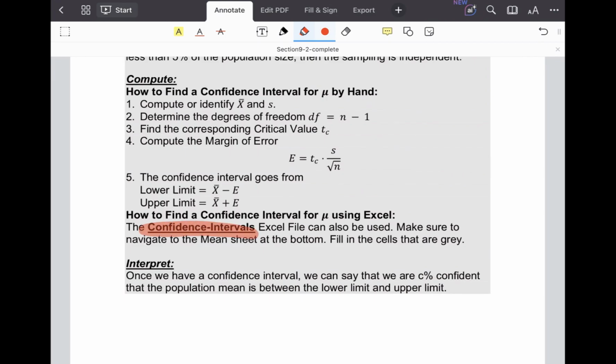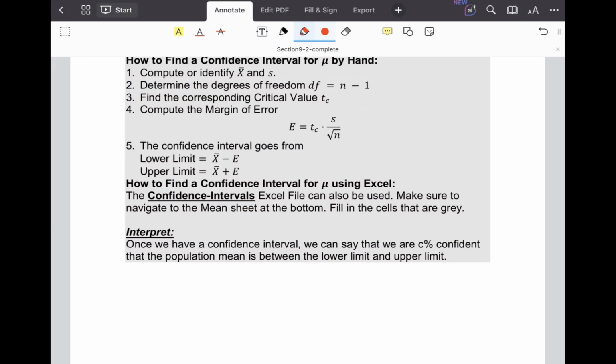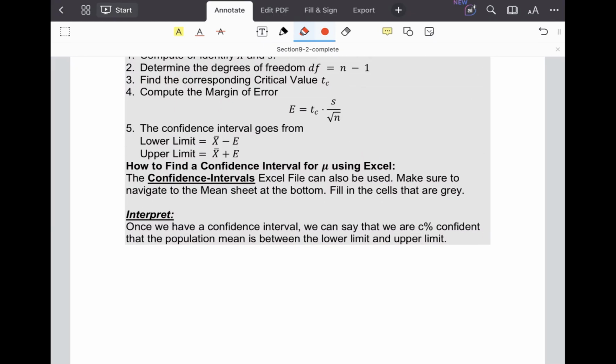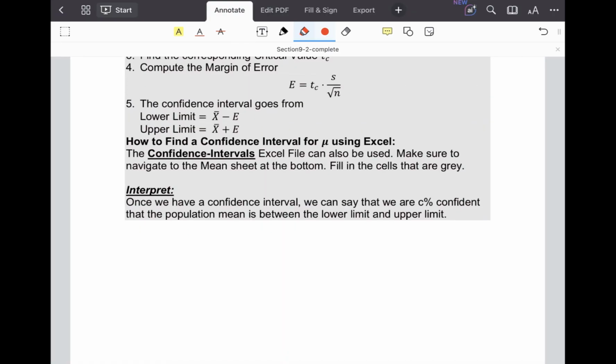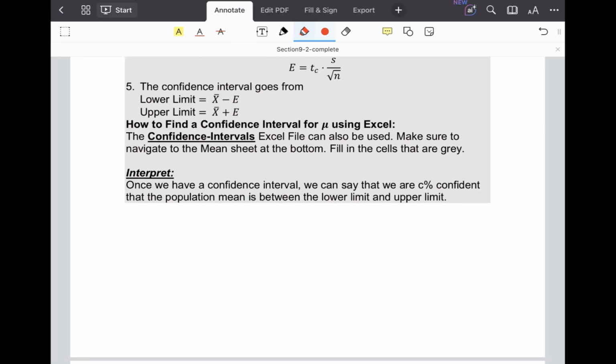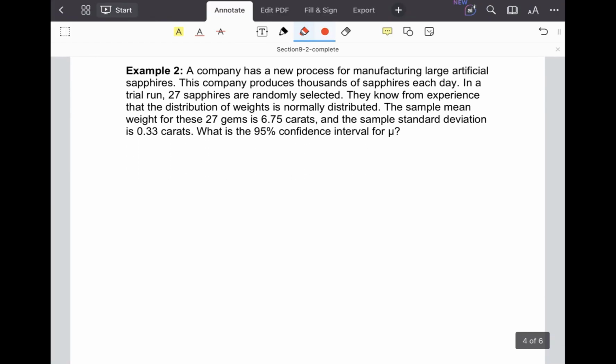We're going to use the Excel file confidence intervals again, and it's a little bit trickier to use. I'll show you when we get there. There's two different cases when you get into the file and into that specific mean sheet. So you have to be a little bit careful. So let's actually do one.